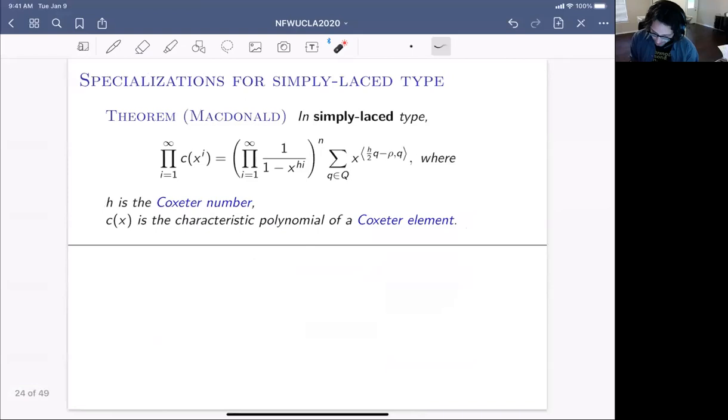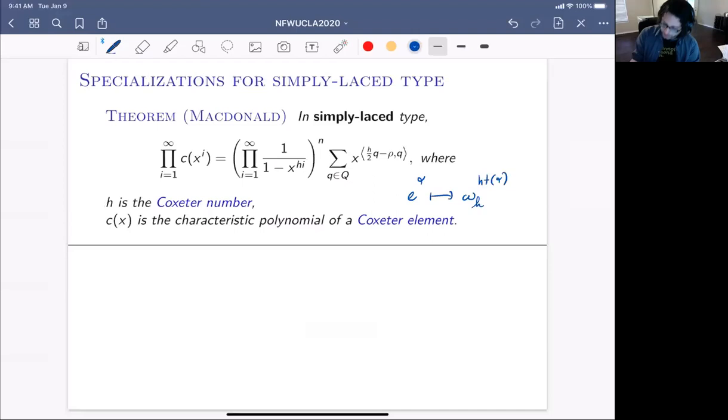Okay, let me tell you about another specialization of McDonald's denominator formula now in simply laced type. So you get this specialization, and what you're doing basically is, I think you're taking something like e to the alpha, and you're replacing it by omega to the height of alpha. If you do this specialization, so whatever the height of a root is, it doesn't matter, and omega is an h-th root of unity, where h is the Coxeter number. Okay, so let me explain.